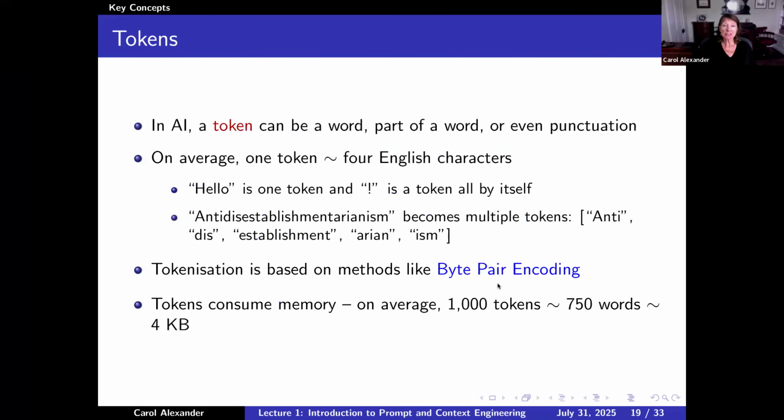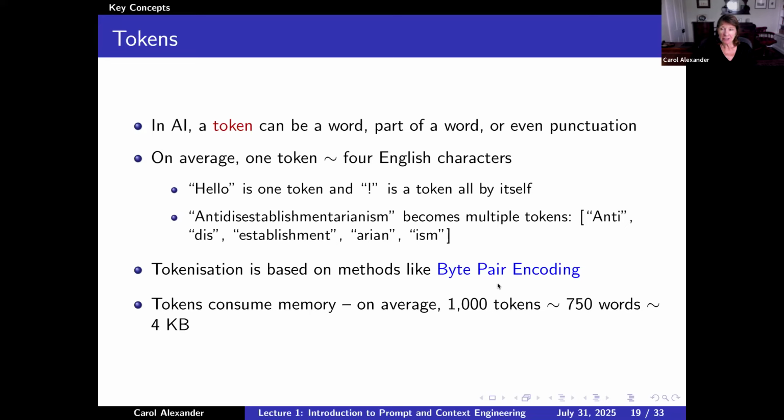So in artificial intelligence, a token can be a word or part of a word, or even punctuation or mathematical symbol. On average, one token is about 4 English characters. Obviously, it comes in Chinese characters and other things as well. So hello is 1 token, although it's 5 characters. Exclamation mark is a token all by itself. And anti-disestablishmentarianism, which is one of the longest words in the English language, is multiple tokens. Anti-disestablishmentarianism, according to Claude.